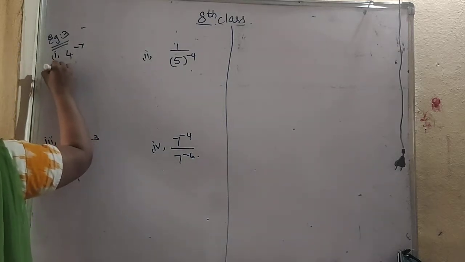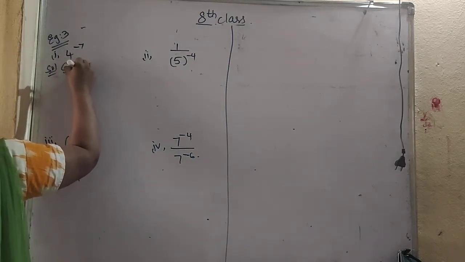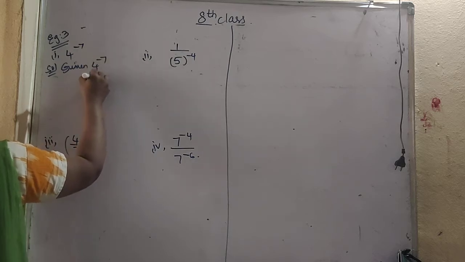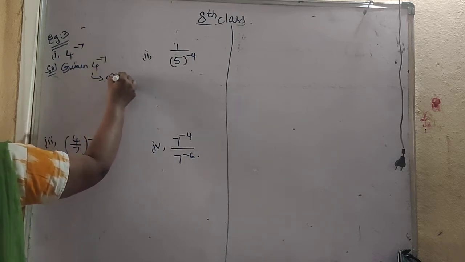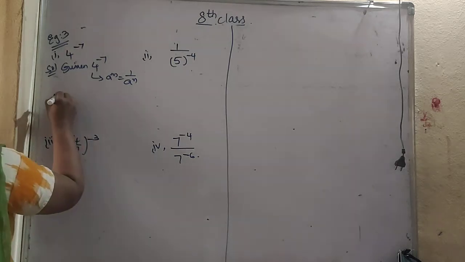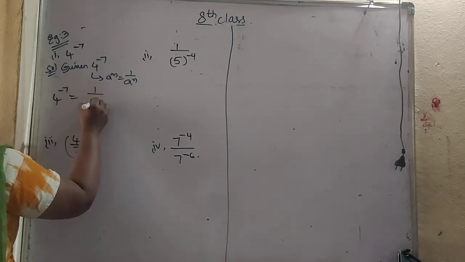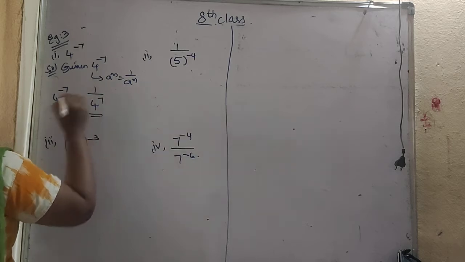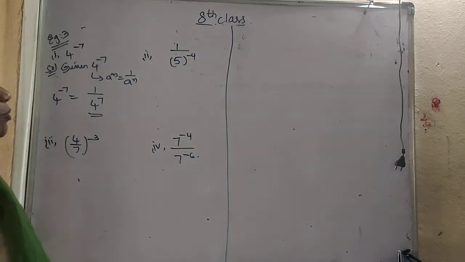Here we are using one formula: a^(-n) is equal to 1 by a^n. So we can write 4^(-7) as 1 by 4^7. So the negative power has been converted to a positive power.